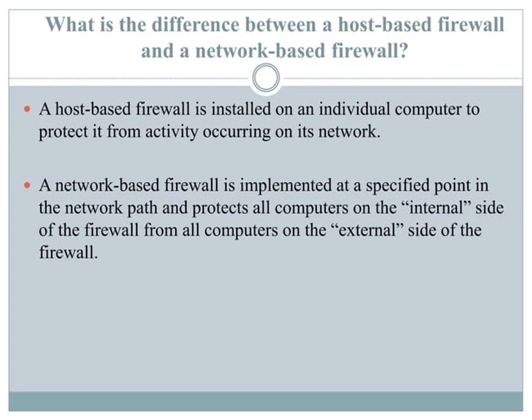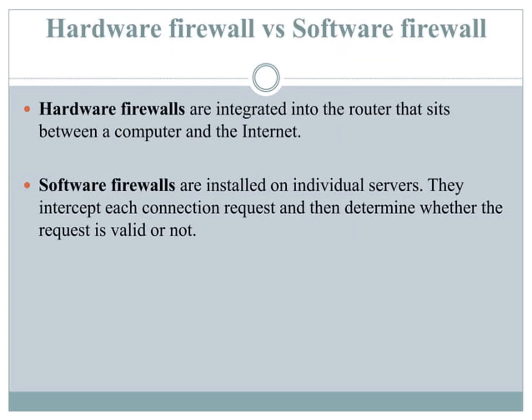Next, moving on, that is hardware firewall and software firewall. First, hardware firewalls are integrated in the router that sits between a computer and the internet. Nowadays we are using routers and Wi-Fi. These are the hardware devices we are using to connect to the internet, so these hardware firewalls use them to protect the system from malicious activities.